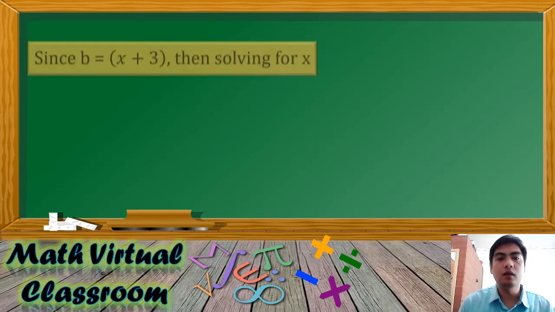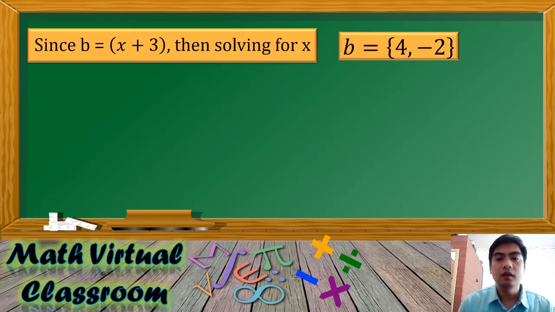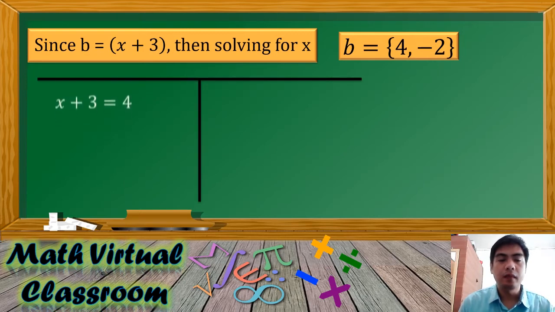Since b is equal to quantity x plus 3, then let us solve for x. Let us substitute the value of b, which is 4 and negative 2. Let us start with positive 4. x plus 3 is equal to 4. So to isolate x, we have to add negative 3 on both sides of the equation. So by inverse property, that would be 0. Therefore, your x now is equal to 4 minus 3. And 4 minus 3 is equal to 1. So the value of your x is 1.